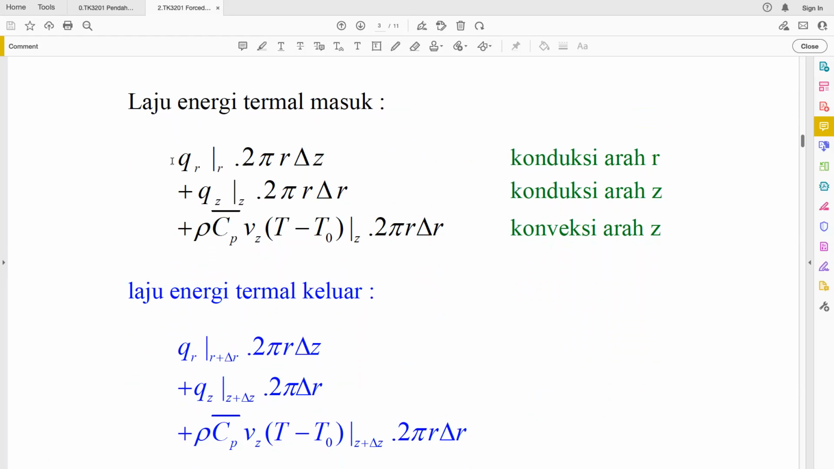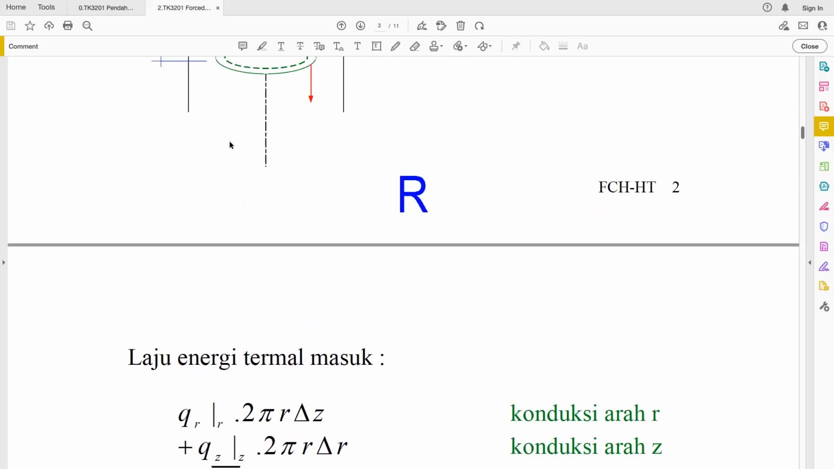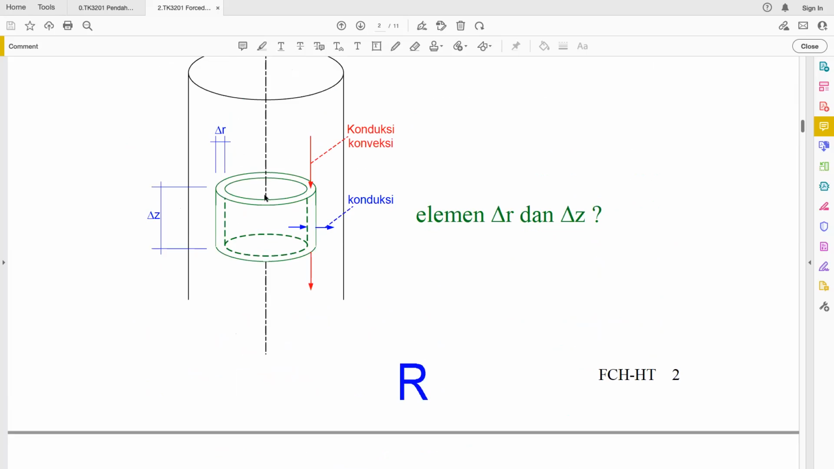Check the arrow of the Q, and then you get the area. This is the area that is perpendicular to the direction of Qr, luas yang tegak lurus dengan arah Qr. So if you go back here, the Qr is in that direction, so the area would be that one.